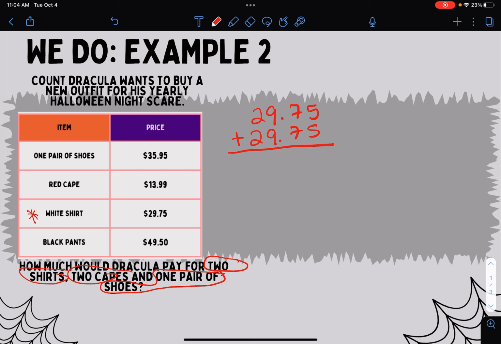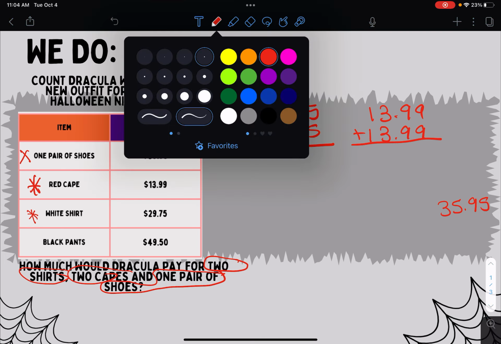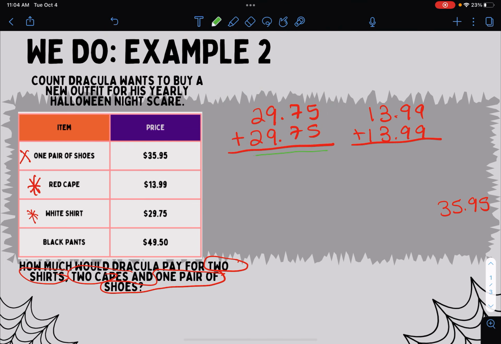Then he's buying 2 capes, and the cape price is right here, and each cape is $13.99. So you're going to do $13.99 plus $13.99. Okay. So go ahead and find these 2 out. And then he's buying 1 pair of shoes. How much do the pairs of shoes cost? The pairs of shoes cost $35.95. Okay.